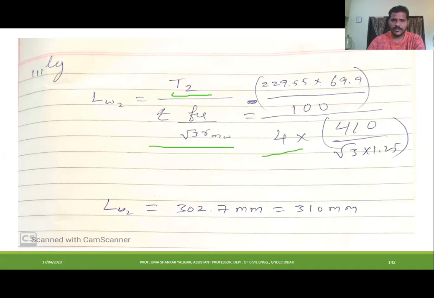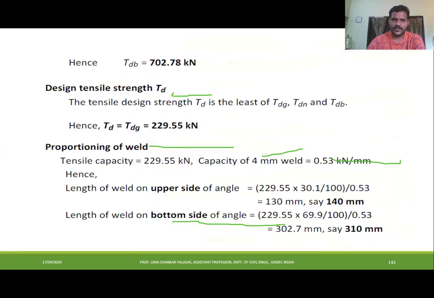The thickness of the weld is 4 mm, Fu is 410 over square root of 3 gamma mw. Similarly, as we did in the previous one, if you substitute those values, you will get the weld length 2 as 302 or 310 mm. In this way we can calculate the weld length 1 and weld length 2 due to the tensile forces T1 and T2.